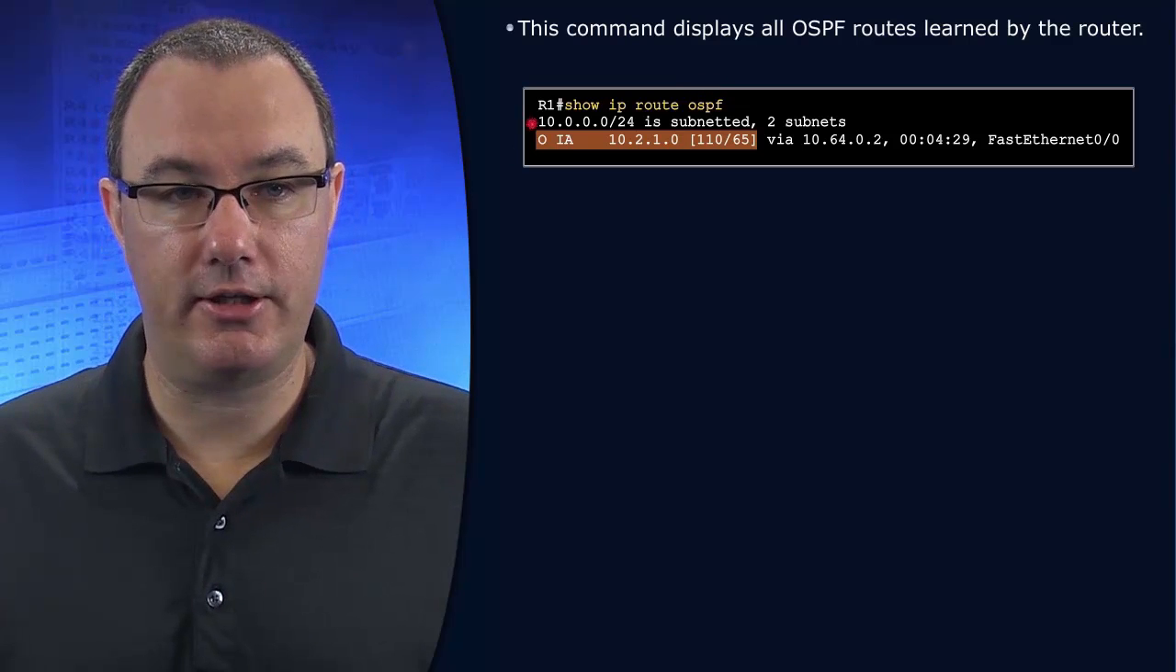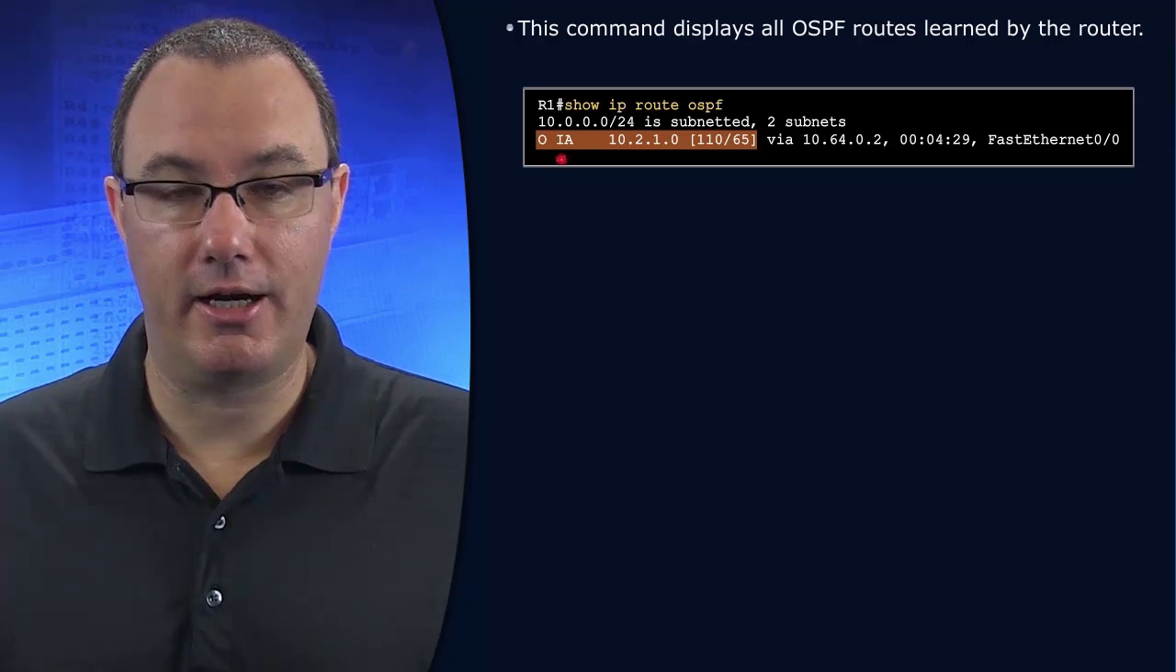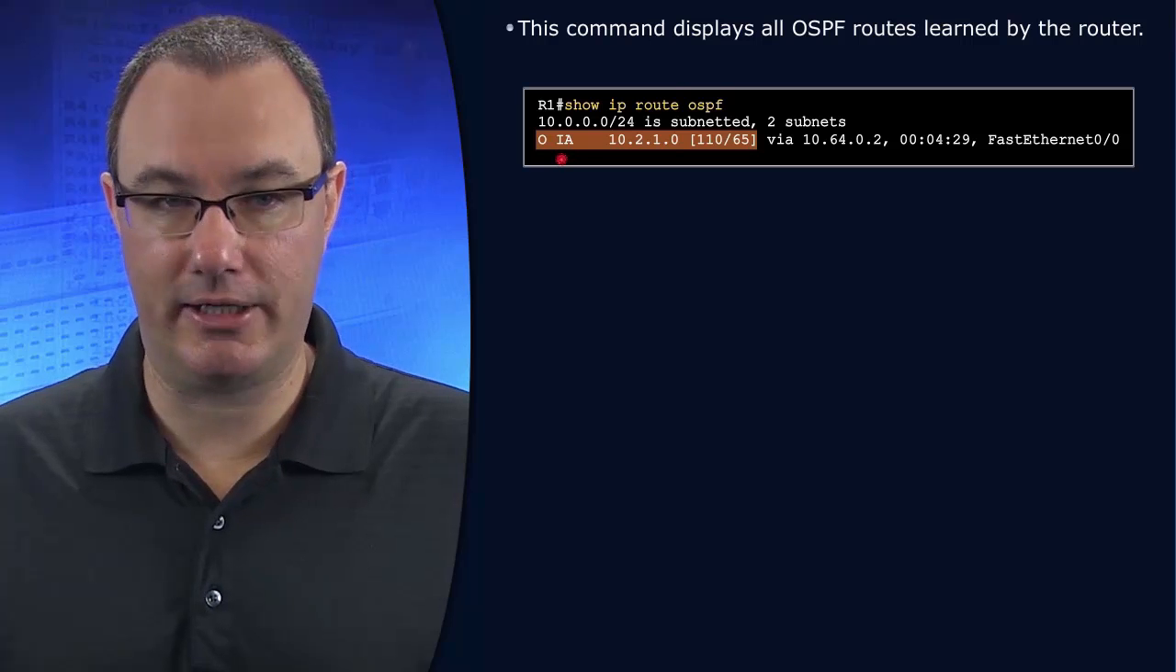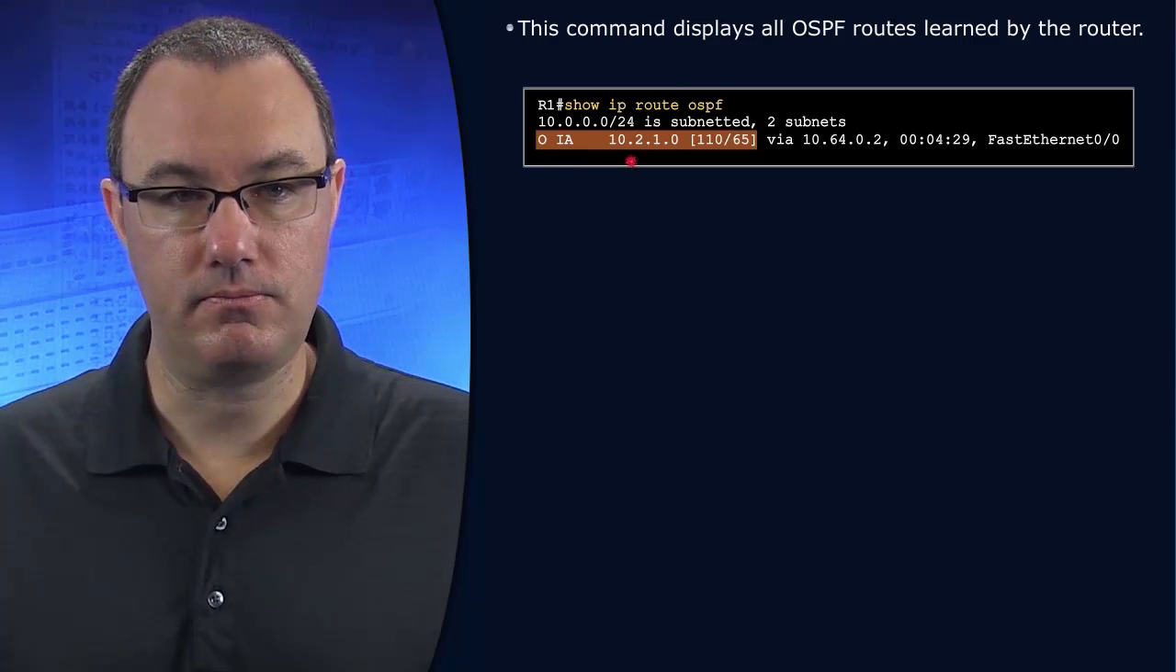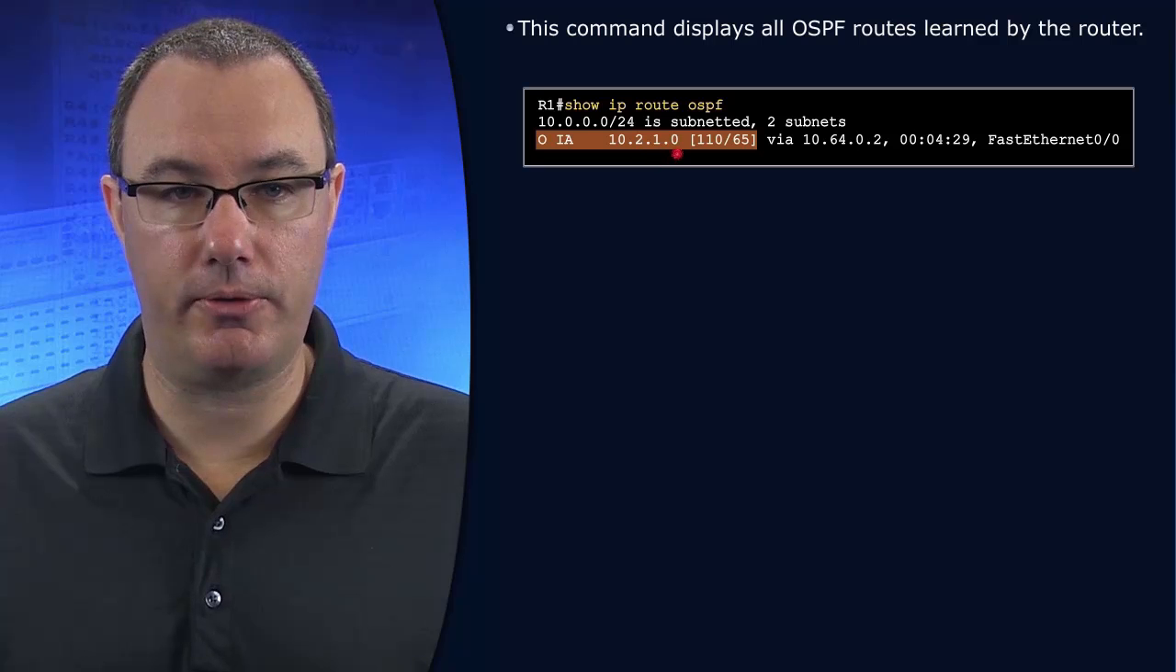We can see that we have some routing information. O designates OSPF. That's an uppercase O. IA says inter area. More on that later. Then we have the prefix 10.2.10.0 with a 24-bit mask. So that's the subnet that we've learned about.